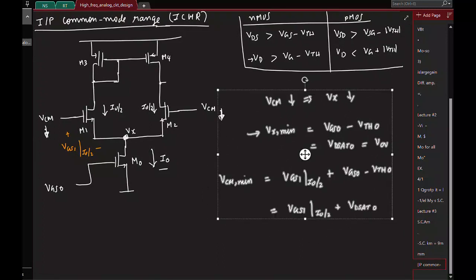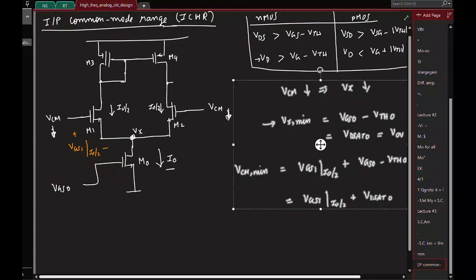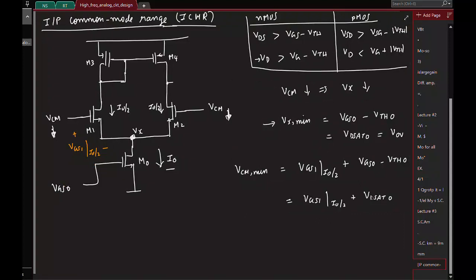Now if I keep increasing VCM, what will start creating issues? Which of the transistors will have issue? If I increase VCM here, M1, right? Because you know the drain voltage must be greater than the gate voltage. So if you keep increasing the gate voltage, at some point M1 is going to go out of saturation. So what is the maximum gate voltage you can have? You can look from here and say, what is the maximum gate voltage?